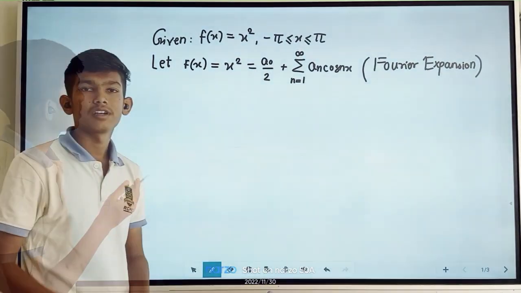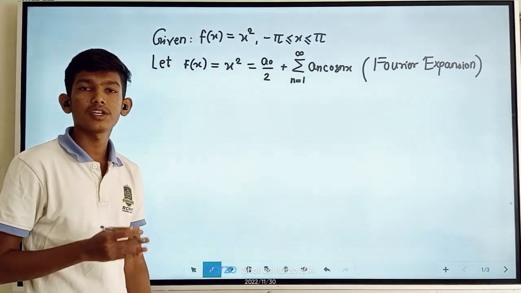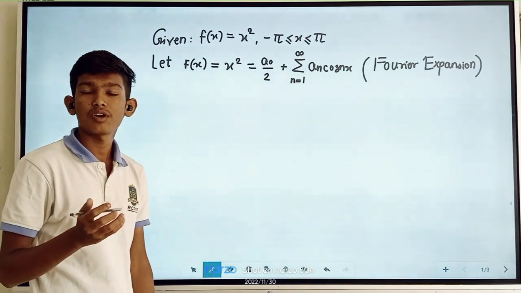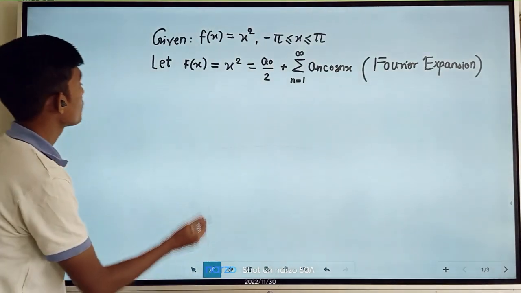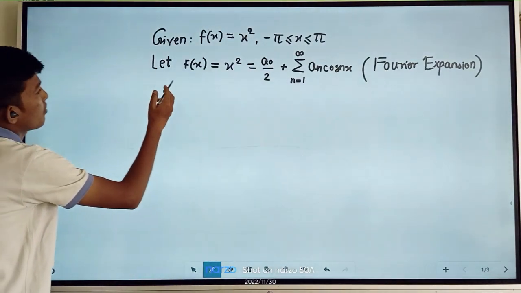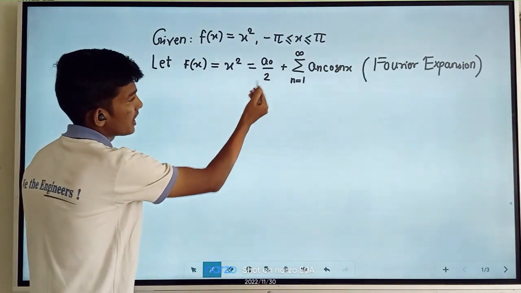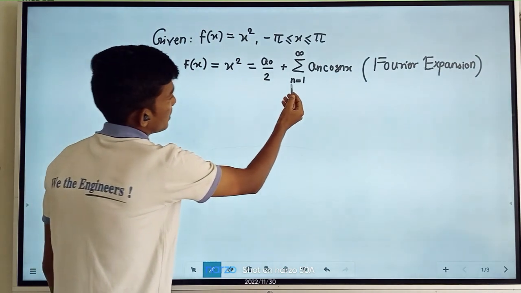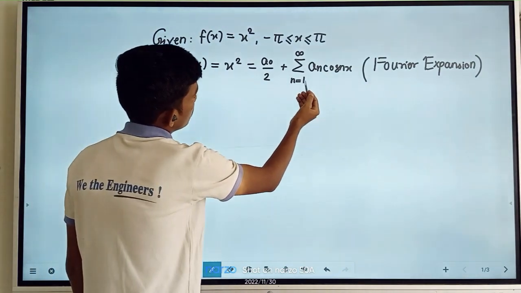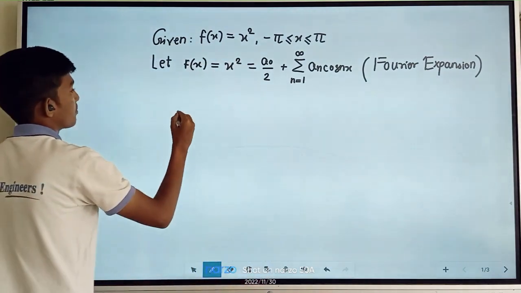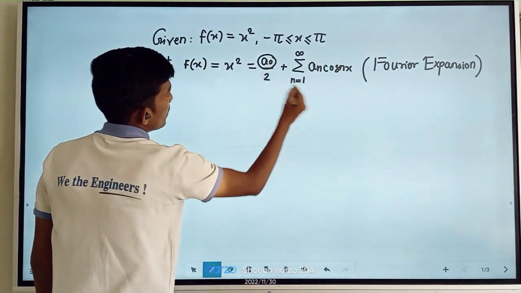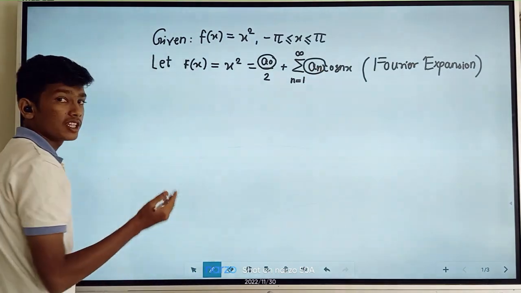Therefore, f of x is an even function, therefore bn is equal to 0, so we will not take the bn sin nx term. Therefore the Fourier expansion formula of f of x is equal to x square: a naught by 2 plus summation from n equal to 1 up to infinity of an cos nx. Then we will find a naught and an. First we will find a naught.